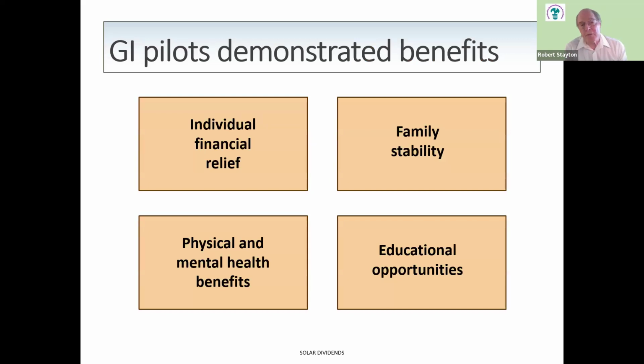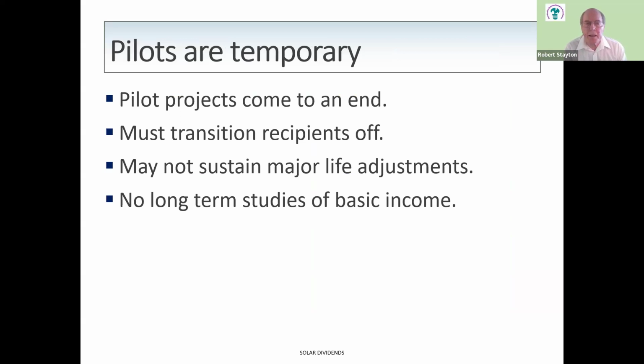You're already familiar with the many benefits of guaranteed incomes as demonstrated by the various pilot programs you may be involved in. These benefits include individual financial relief, improved family stability, physical and mental health benefits, and educational opportunities. Currently, over 100 guaranteed income pilot programs are operating in the US. But pilot programs have only temporary funding and must come to an end. That means your planning must include how to transition recipients off their guaranteed income. Temporary also means participants have a harder time making major life adjustments during the program, knowing that the support will end. And temporary also means that we have no good long-term studies of the effects of guaranteed incomes.